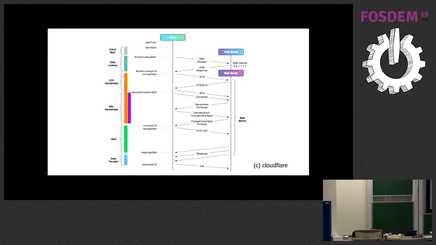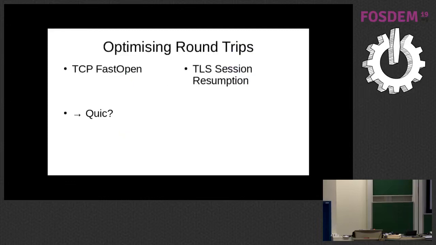And what do people do to reduce the number of round trips? People do things like this. There's a few mechanisms. One is TCP Fast Open. There's TLS session resumption, which you may be more familiar with. And then there's QUIC, which will be the base for the HTTP/3 protocol. So these are mechanisms to reduce the round trips.